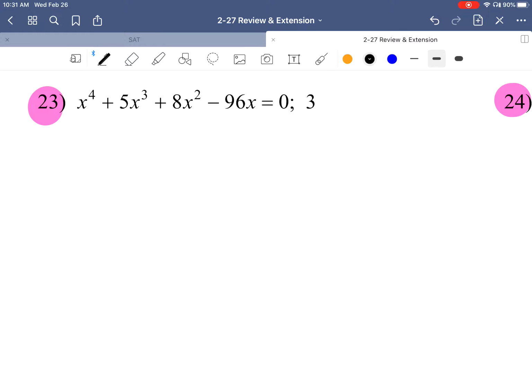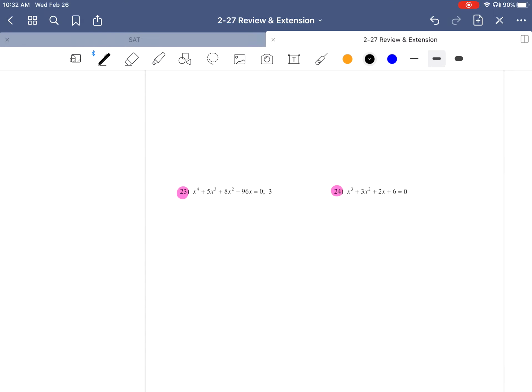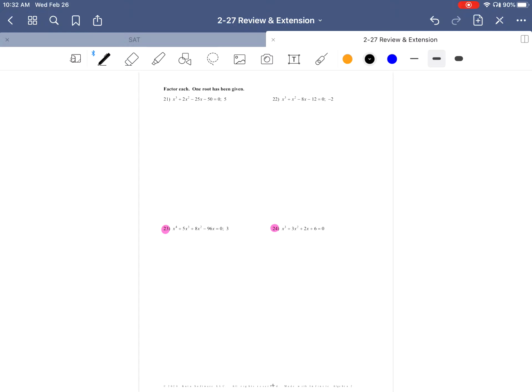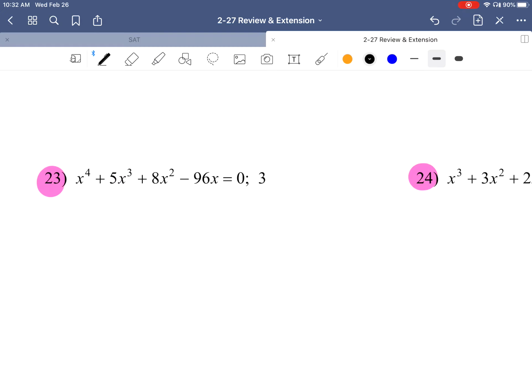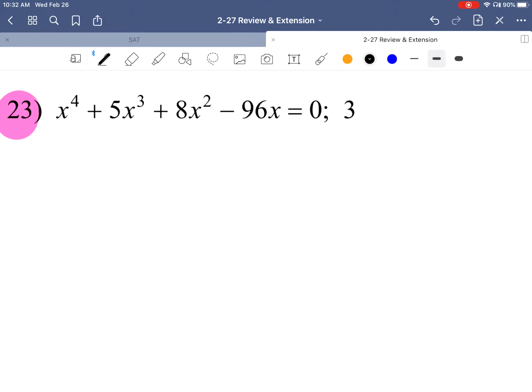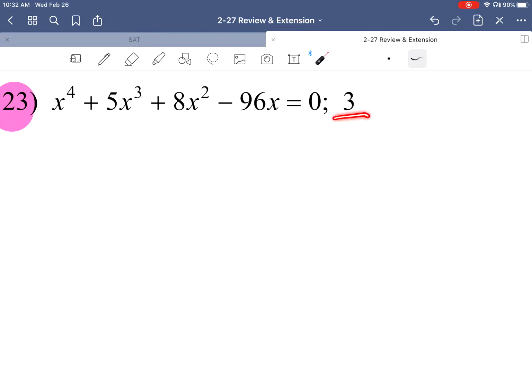All right, here on number 23, this division problem is going to be a little bit, well, we're factoring, so we're going to need to divide by one of the factors because we're given the root of 3. But what you should notice is that each of these terms is divisible by x, and that's going to be the first thing we want to do: factor out an x.